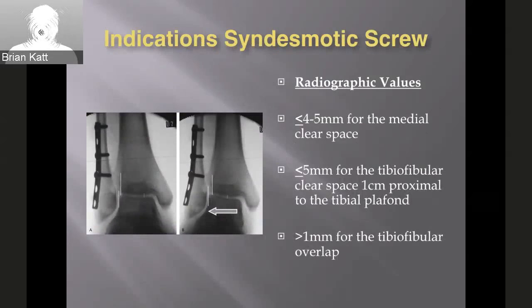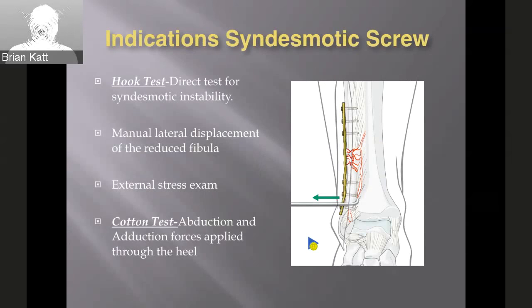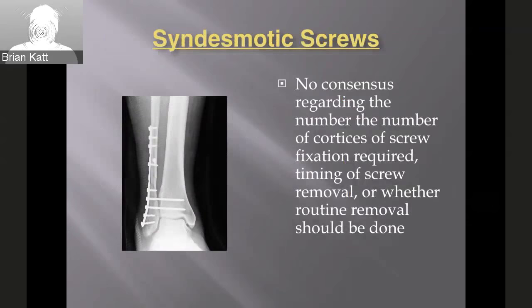Indications for syndesmotic screws, again, are this persistent widening of the medial clear space and disruption of the tib-fib articulation just above the ankle joint. You can do this hook test in the OR after you plate the fibula to see if the syndesmosis is loose or disrupted. And we can do that cotton test or that external rotation stress test that we did in the office to determine if the syndesmosis is disrupted. There's no consensus regarding how many of these syndesmotic screws we put in. Do we grab the far cortices here? Do we put in 1 screw, 2 screws? Do we put in a tightrope? Do we leave these screws in? Do we take them out? So it really is surgeon preference in terms of treating these.